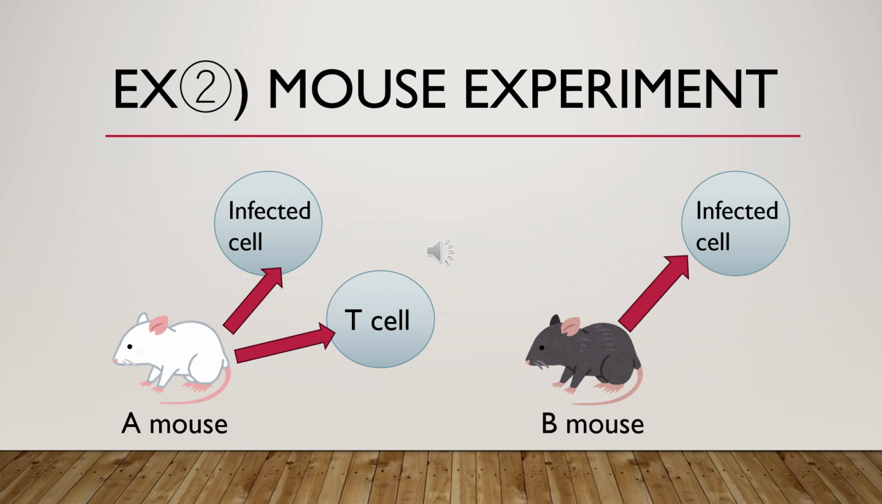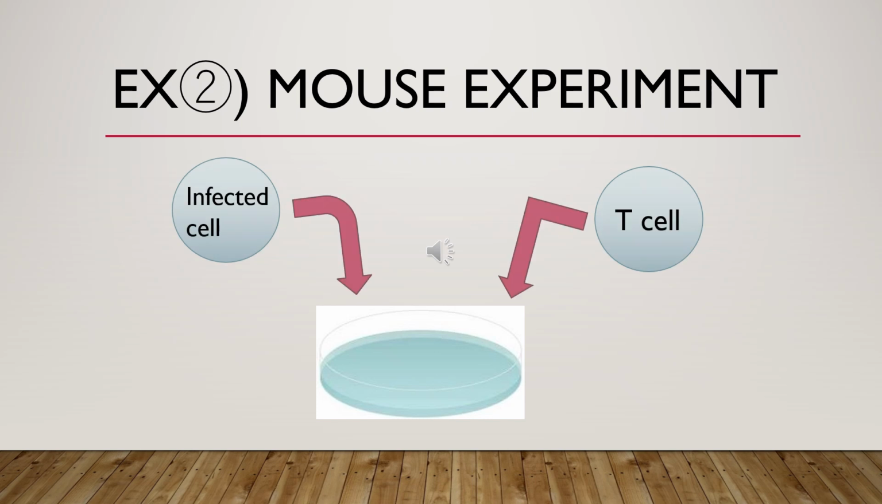We infect both mice with the same virus. Then we collect infected cells from both mice and T cells only from the A mouse. We culture the infected cells together with the A mouse T cells in a Petri dish to observe which cells the T cells react to.